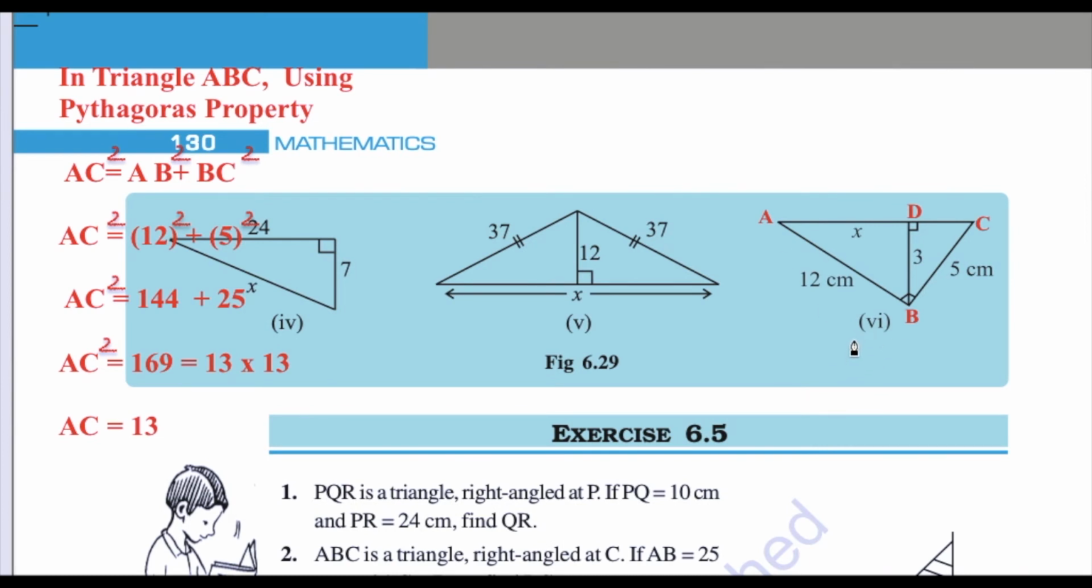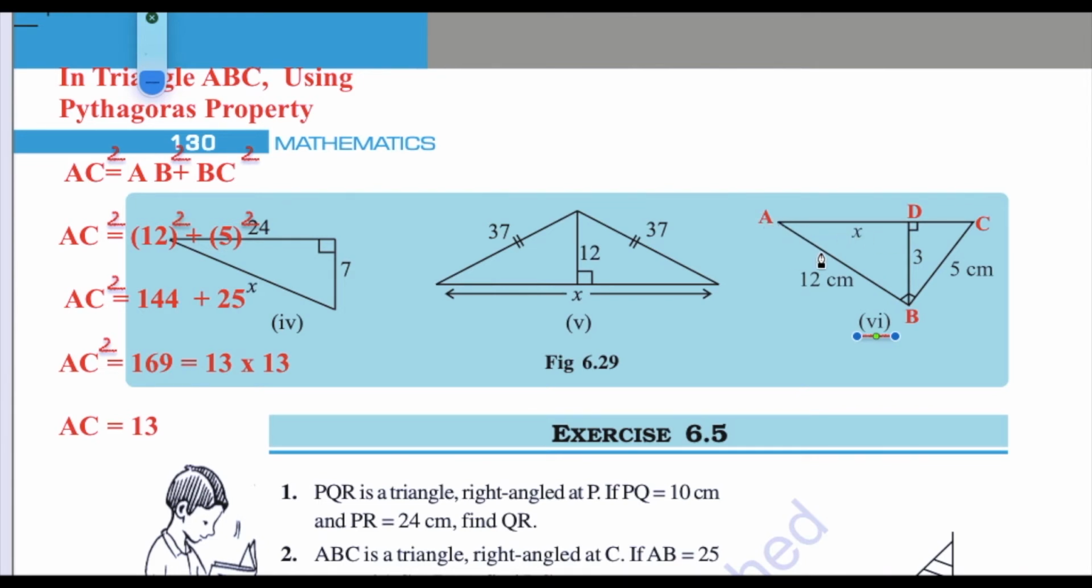Now we will solve sixth part. In sixth part, we have two right angles. As you can see, this square corner is shown. So ABC, this is one right angle, and BDC, this is second right angle. And we have to find the value of x, and x means AD. We have to find the value of AD.